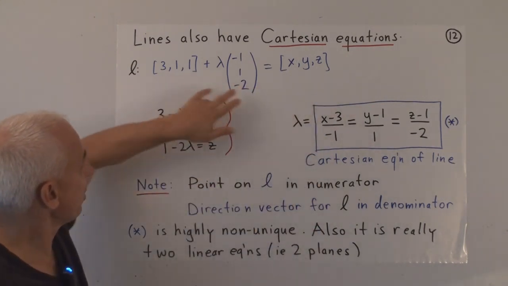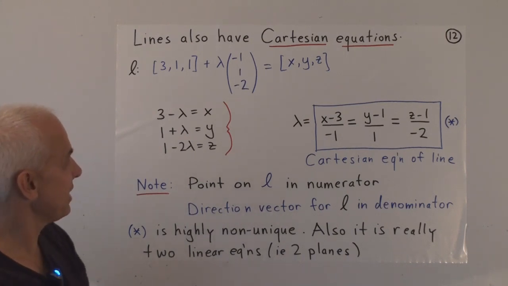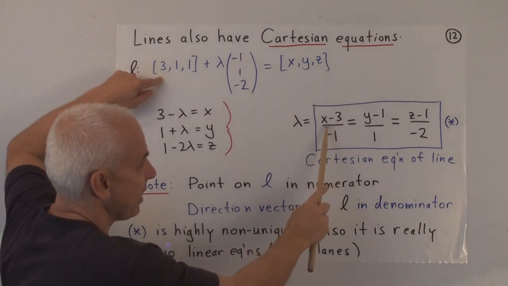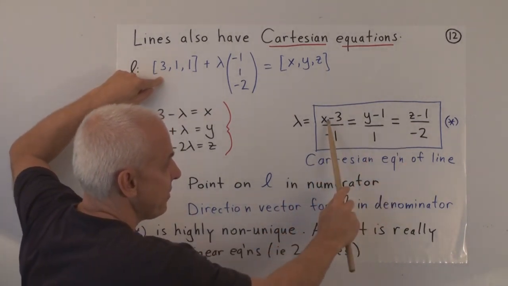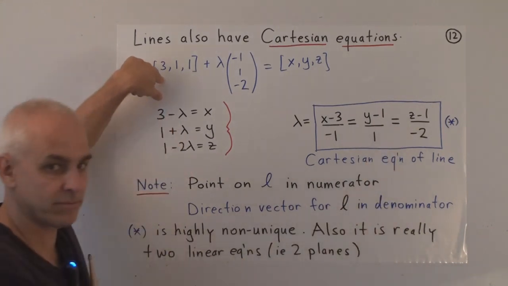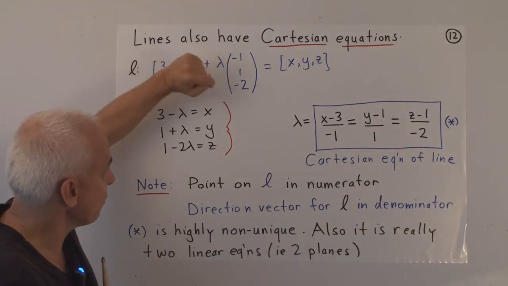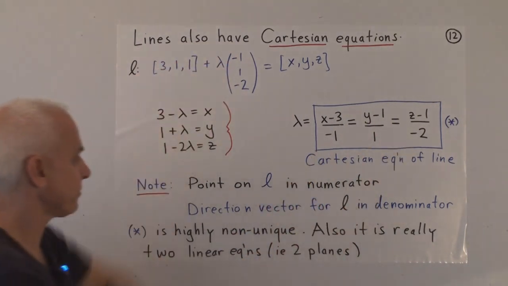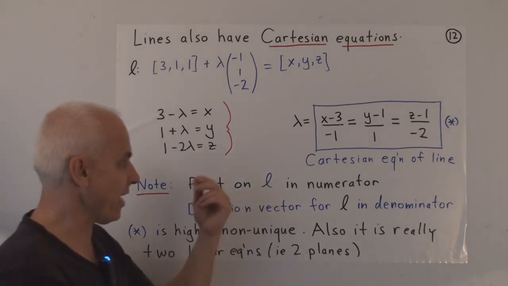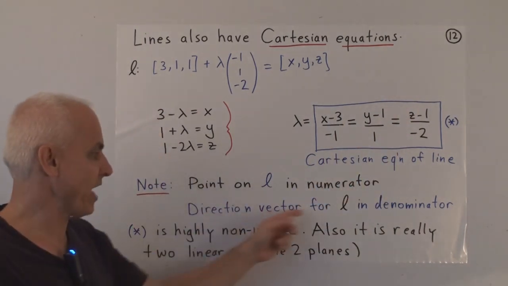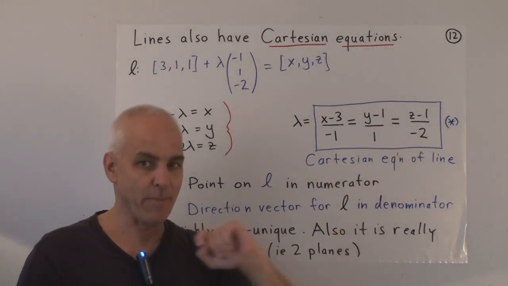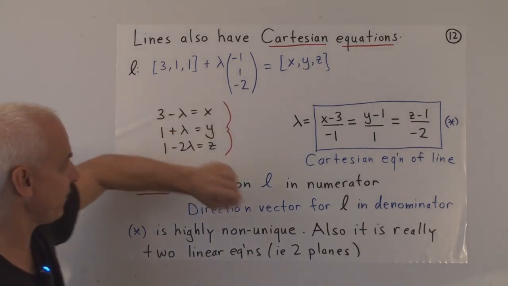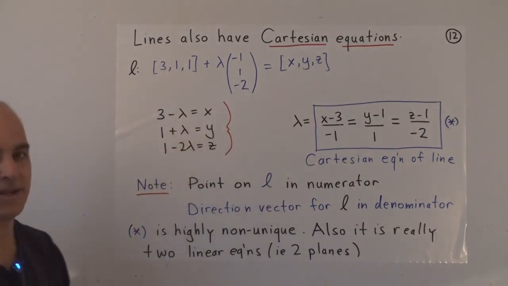How is it related to the original parametric equation? Well, you can see the relation, I hope, that the point (3, 1, 1) ended up here, (3, 1, 1). They're the numbers that we subtracted from x, y, and z. And the direction vector (-1, 1, -2) ended up here in the denominators. (-1, 1, -2). So the point on L occurs in the numerator, and the direction vector for the line is in the denominator. So once you've done this a few times, you can go immediately from here to there without going through that intermediate calculation.